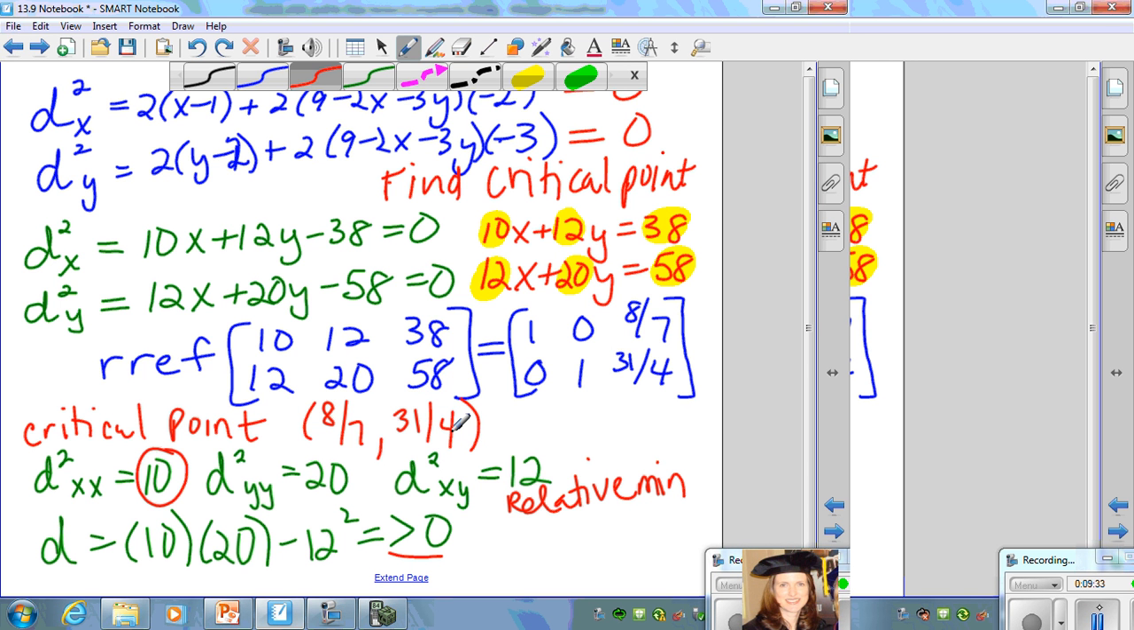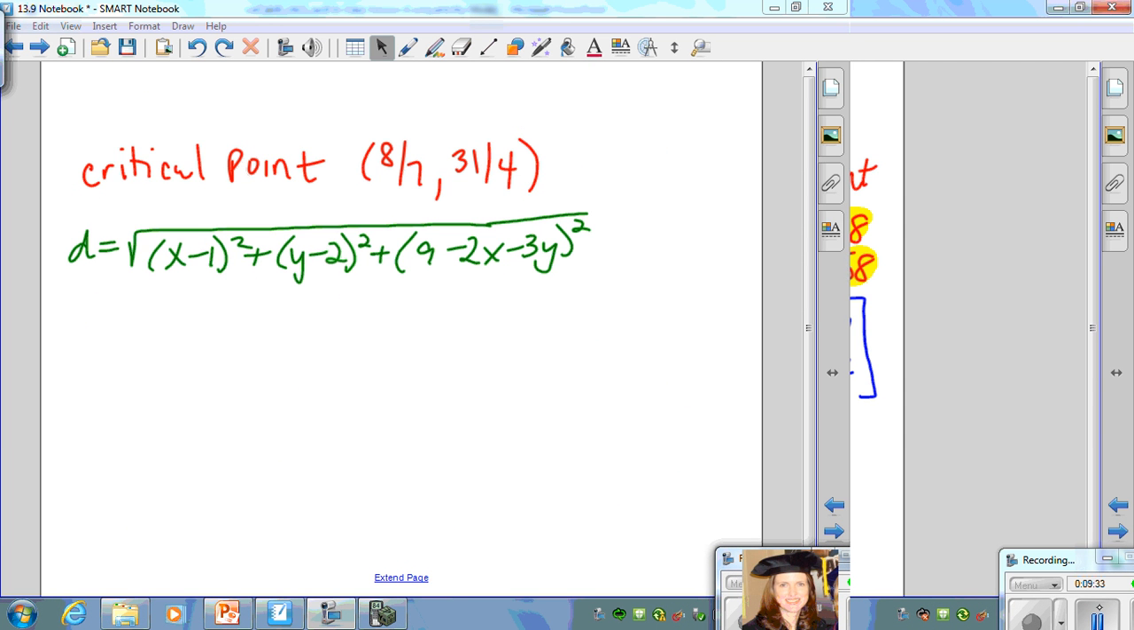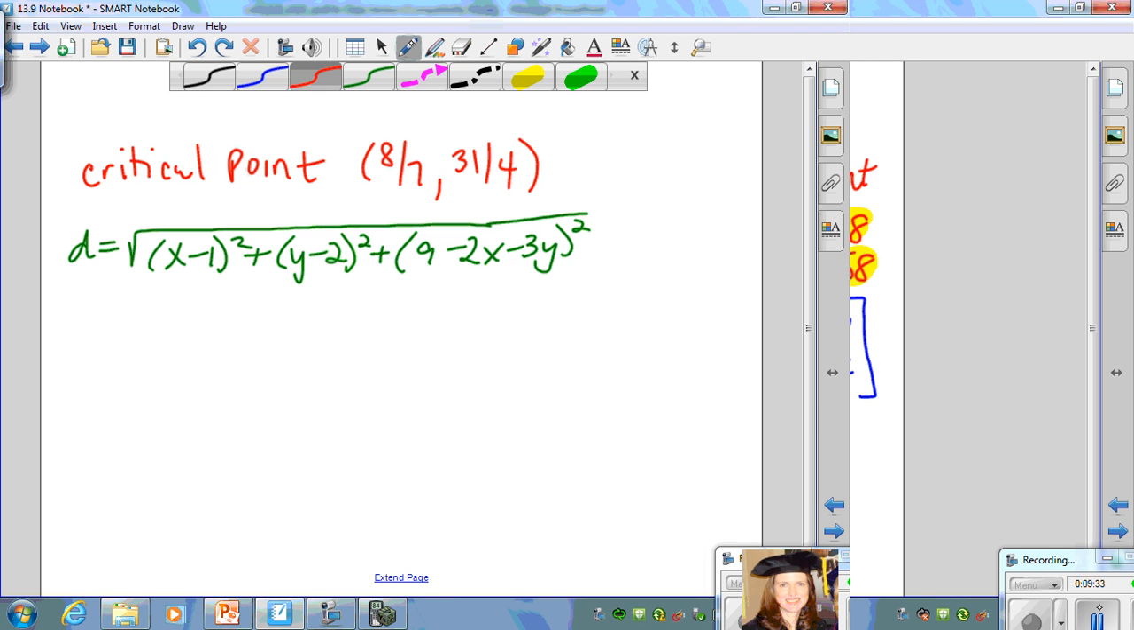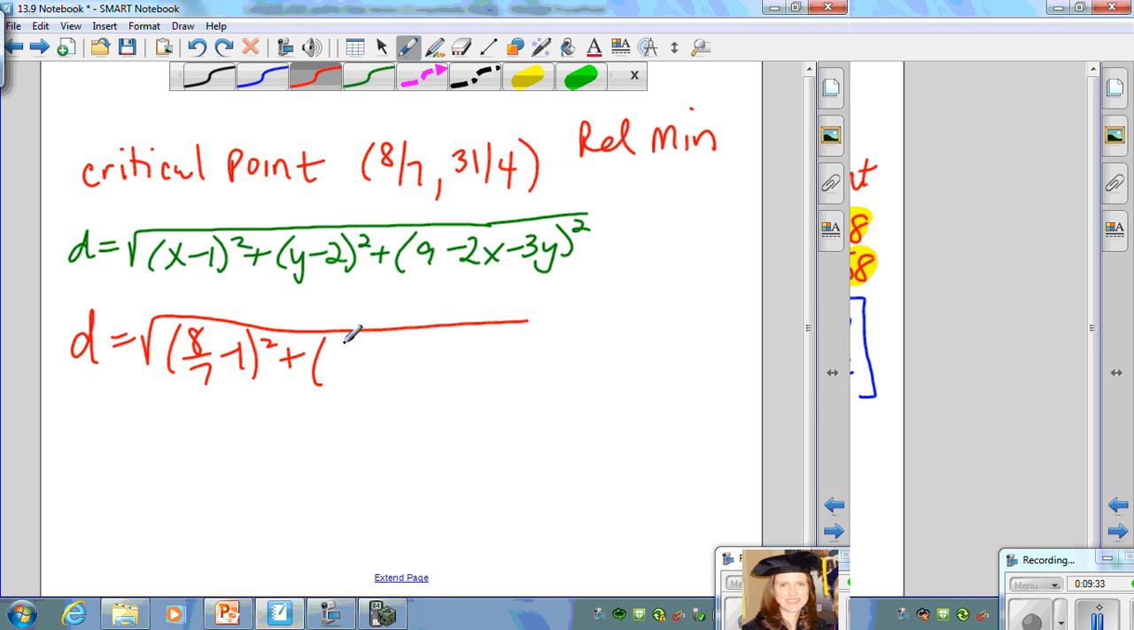Now we want to take this value here and plug it back into the original distance equation to find out what that distance is. Okay, so now, since this is our critical point that yielded a relative minimum, this is going to give us our minimum distance. So we're going to put these values in for x and y to find our distance. So 8 over 7 minus 1 squared plus y is 31 over 4 minus 2 quantity squared plus 9 minus 2 times 8 over 7 minus 3 times 31 over 4, all of that squared.